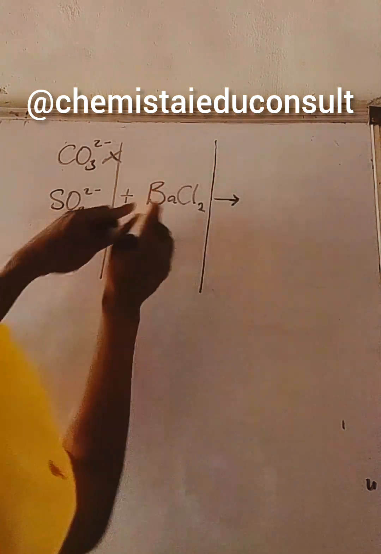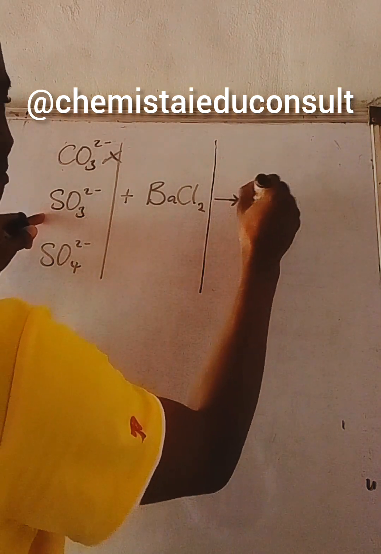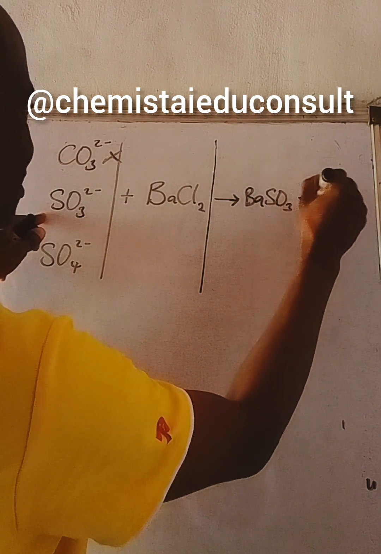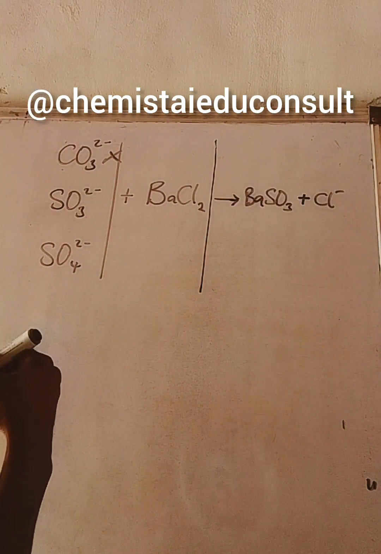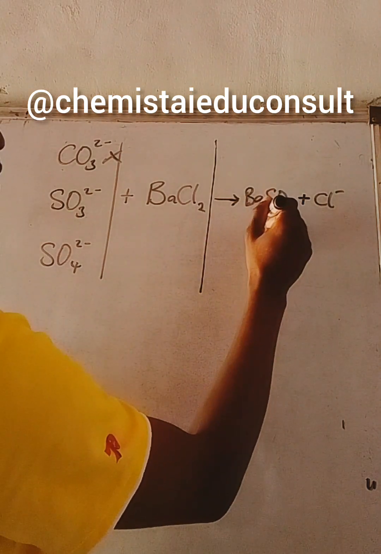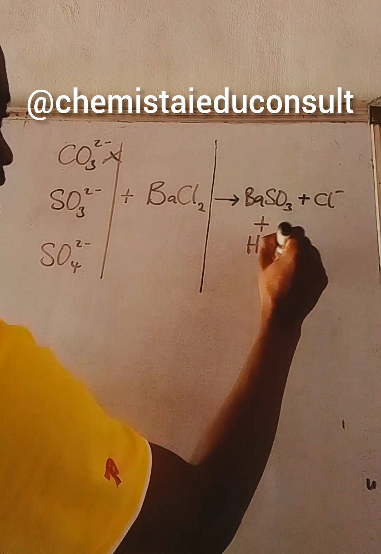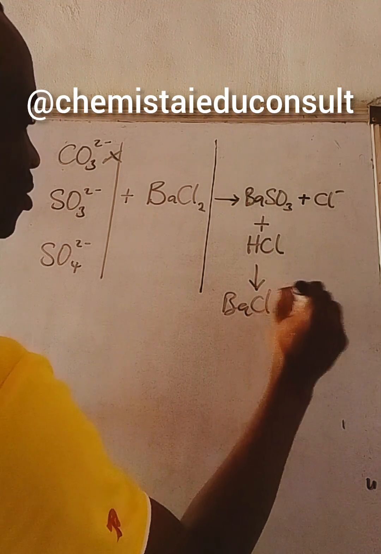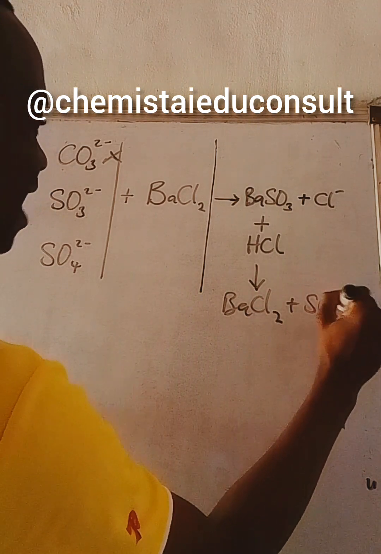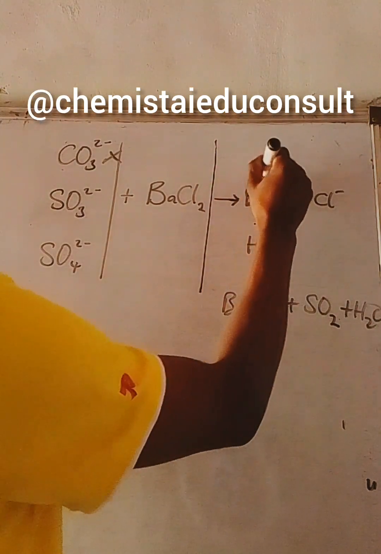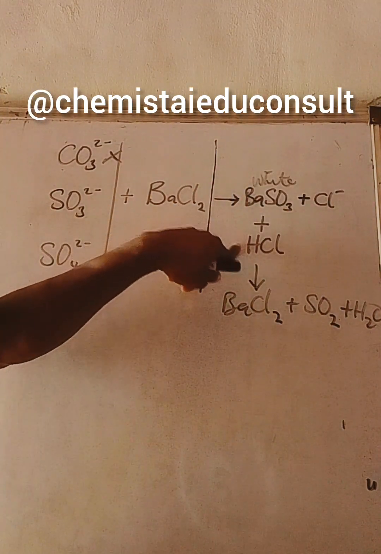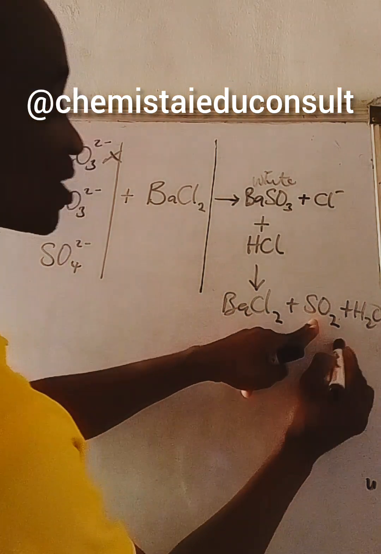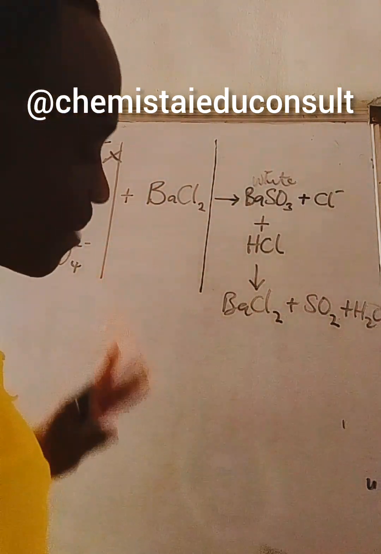Once you add barium chloride to a sulfite, you get barium sulfite and chloride ion. Then, this barium sulfite will quickly react with hydrochloric acid to yield barium chloride again, sulfur 4 oxide, and water. You see, this white precipitate formed will quickly react with this acid to form barium chloride again, sulfur 4 oxide gas, and water. So the white precipitate will disappear.